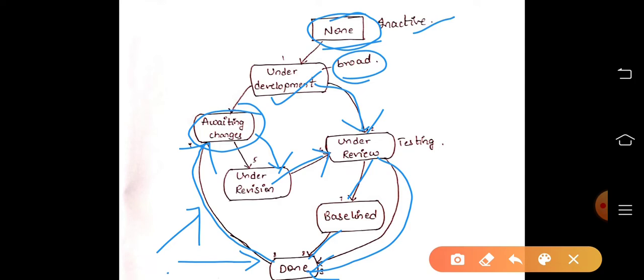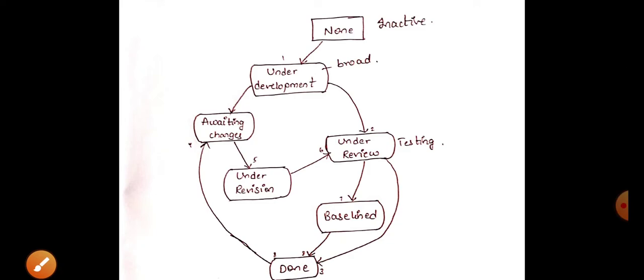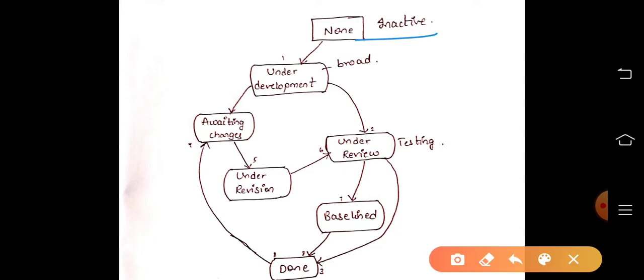Again the customer views this done state. If he is satisfied, he will agree with that software product. Otherwise, if he wants to make any changes, he will go for awaiting changes. What is this? First the requirements are gathered, that is the communication phase, which we represent as the inactive phase. After that, we enter into the under development phase, which is the development of all the coding part, and then it comes for under review.